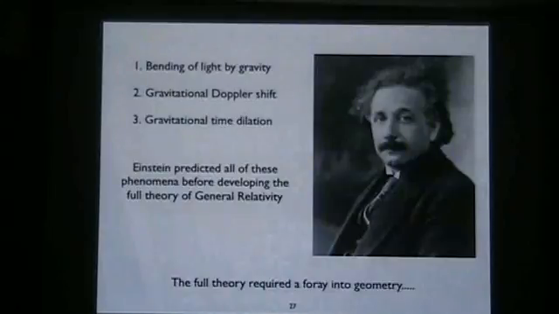Einstein was able to show, even before developing his full theory of general relativity, just based on the equivalence principle and his strong version of it, that light is bent by gravity, the wavelength of light is shifted by gravity, and time is warped by gravity.